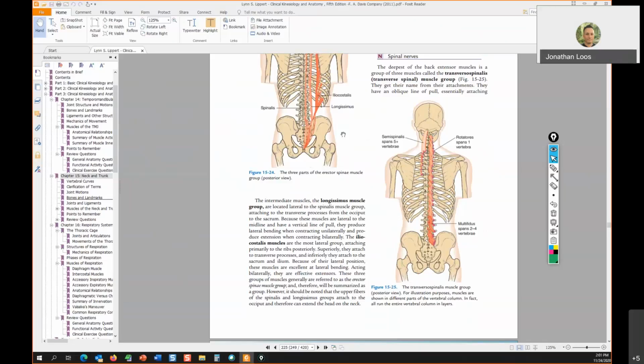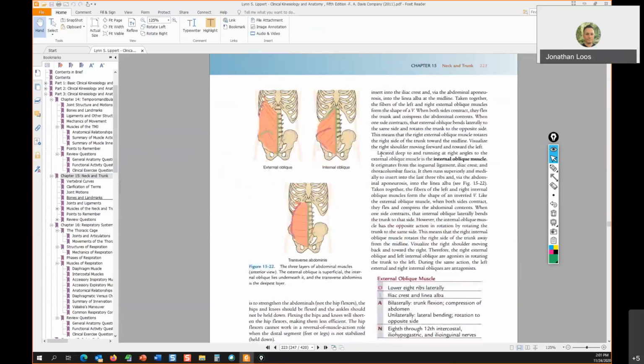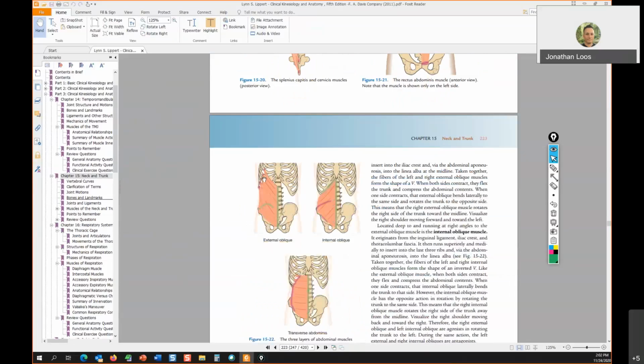When you look at bilateral action, they do trunk extension. When you look at unilateral action, they'll do lateral flexion and rotation. The rotation component is also coupled by the abdominal muscles up here. When you look at rectus abdominis, it does trunk flexion and trunk flexion only. When you look at the obliques, you can see the angle of the lines here.